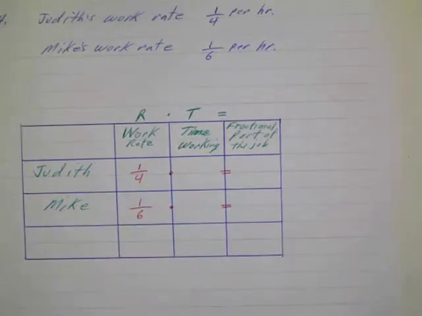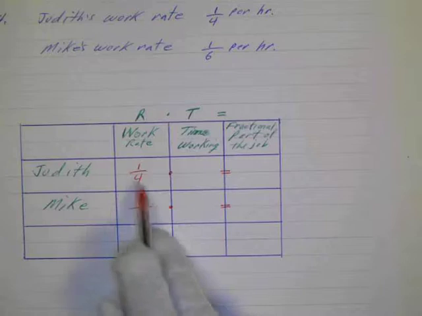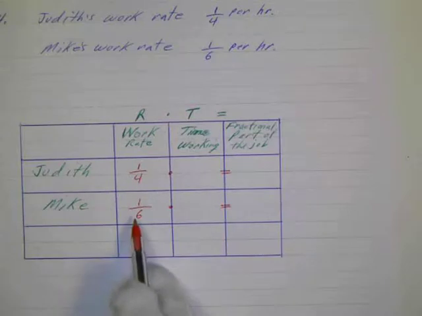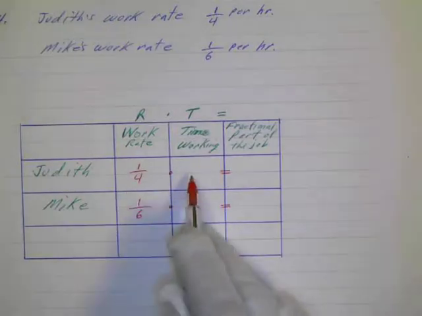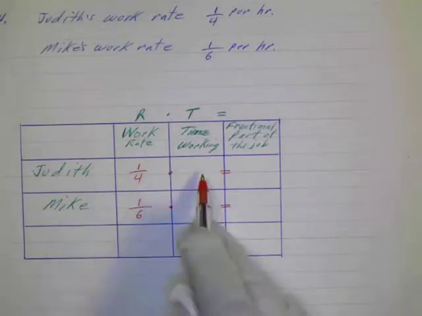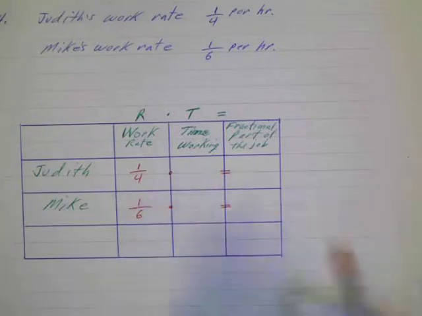Now they're going to work together, and they're going to work the same time. If you read the problem, how long will it take them to do the job if they work together? So the time working we'll call X. They will work X hours. If X was 2 hours, Judith would do 2/4 of the job, and Mike would do 2/6 of the job. If it was 3 hours, it would be 3/4. If it was 4 hours, it'd be 4/4. If it was 1.5 hours, it'd be 1.5/4. So if it was X hours, that's what we're going to call it.